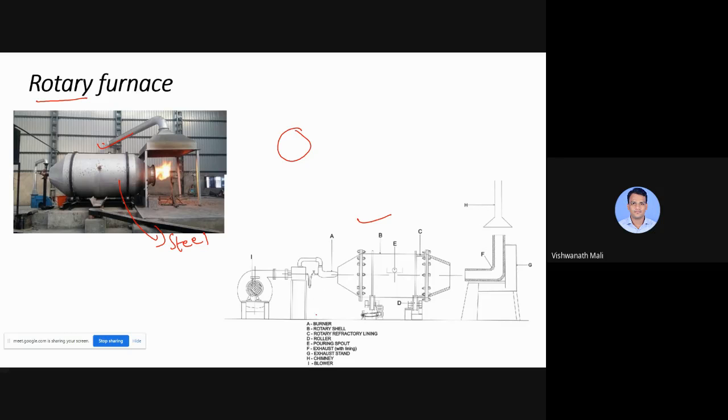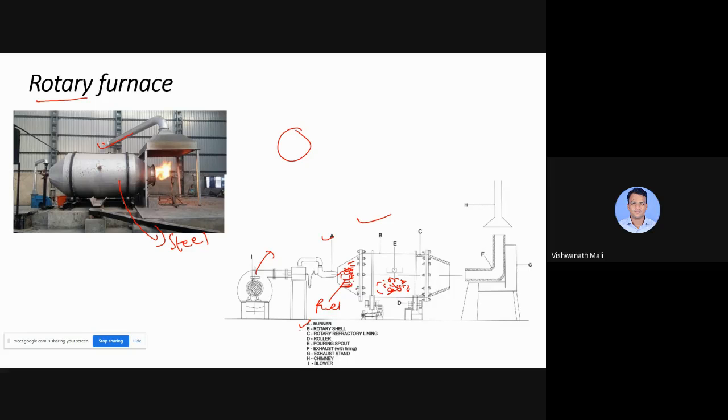Here you can see, a part is the burner. With the help of a blower, here we have our fuel. In this location we have the fuel, and with the help of this burner we burn it and generate the flame and heat, right? And inside this we have the scrap.